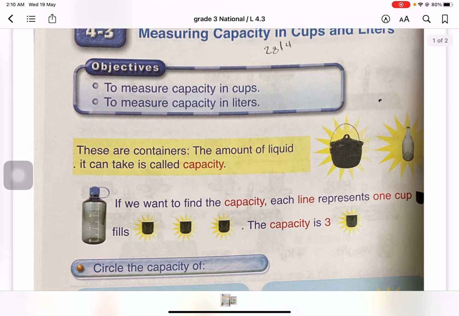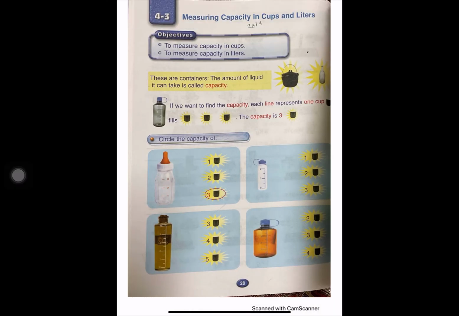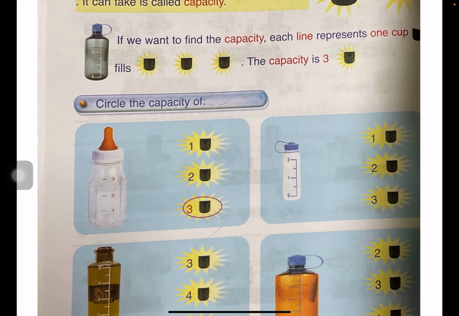So these are containers. To measure capacity in cups or in liters. Capacity means السعة, قديش بيوسع, how much water or milk or oil or anything is inside. These are containers. The amount of liquid it can take is called capacity.